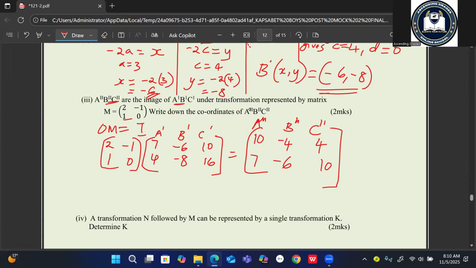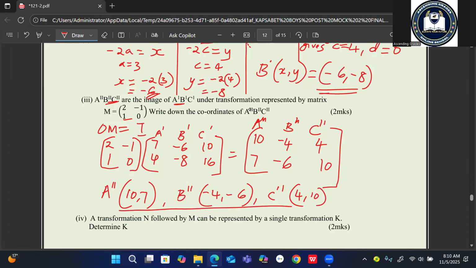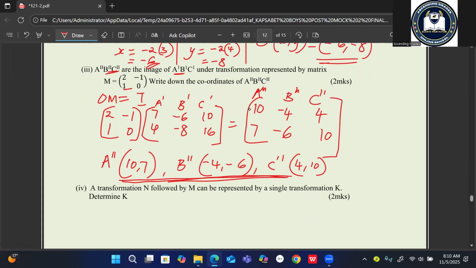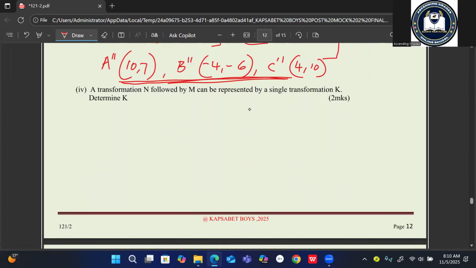So the coordinates of A double prime become 10, 7. B double prime is -4, -6. Then C double prime becomes 4, 10. And that is our answer there. You have already reaped your 2 marks in full. So from there we go to Roman 4. A transformation N followed by M can be represented by a single transformation K. Determine K.